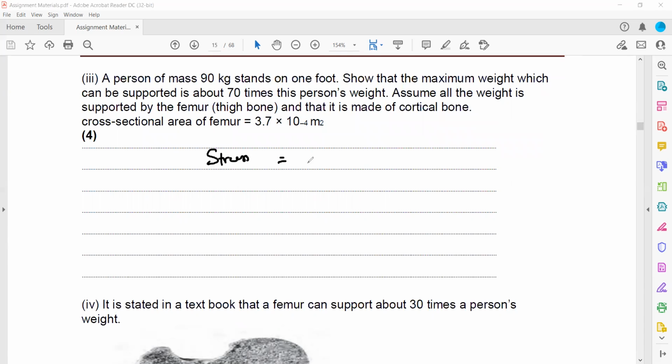So we will write that stress is equal to force divided by area. The stress, that is 170 megapascal, means 170 × 10^6. Force we don't know, and the area they give, that is 3.7 × 10^-4. So this is minus 4, on the other side it will be multiplied. So we'll first get the maximum force which it can bear, so it is 62,900 newton. That's the force. Now what is the weight of the person? Weight of the person, W is equal to mg.